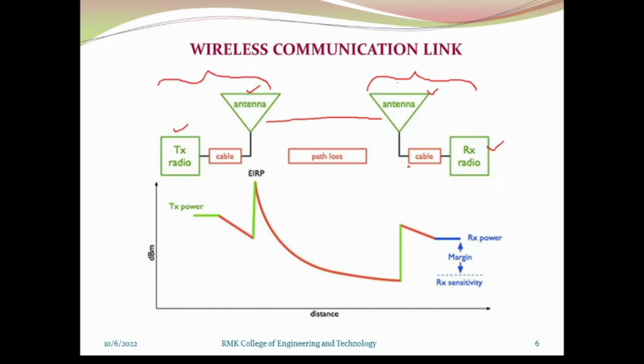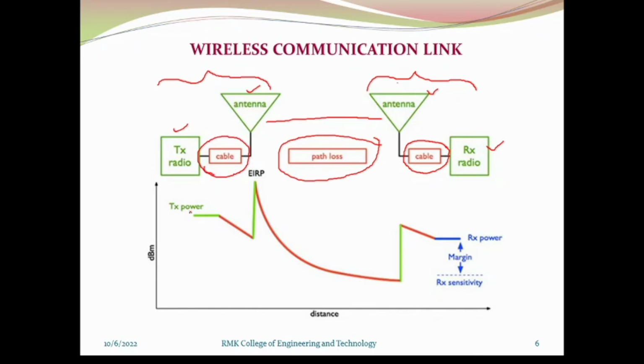So in a wireless communication link, losses may occur between the transmitting radio and the antenna due to the cable, as well as from the receiving antenna to the destination due to the cable, and also between the transmitter antenna and the receiver antenna, since this is a wireless communication channel, and this loss is called path loss.